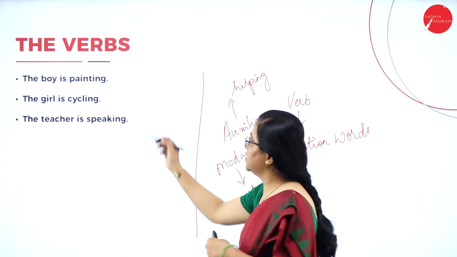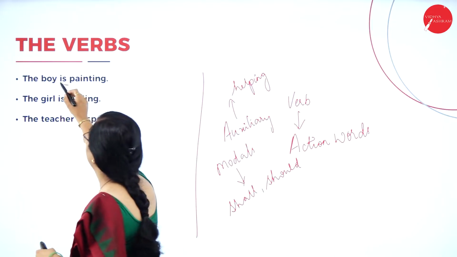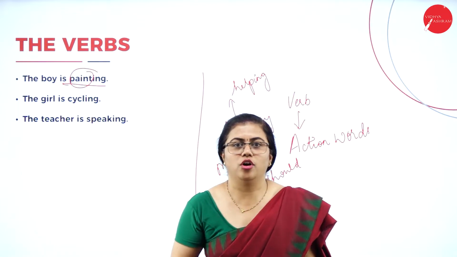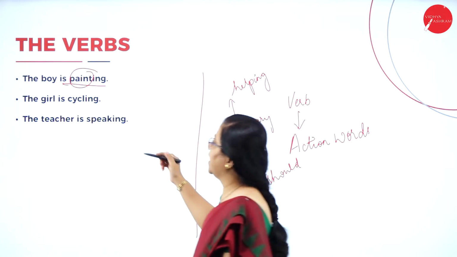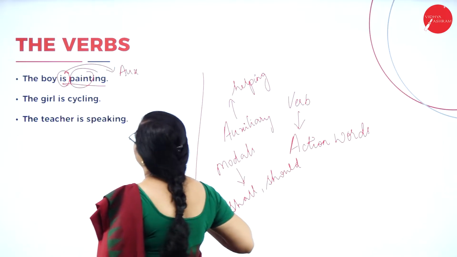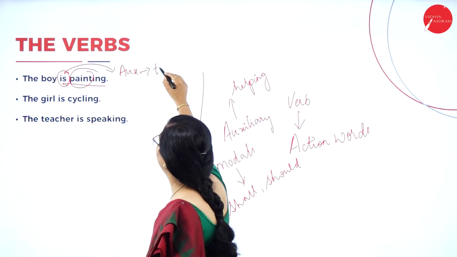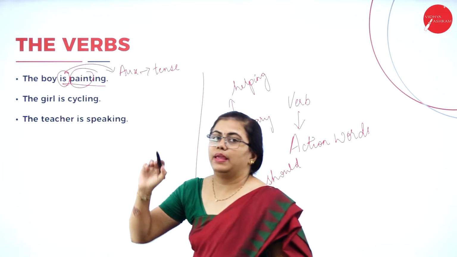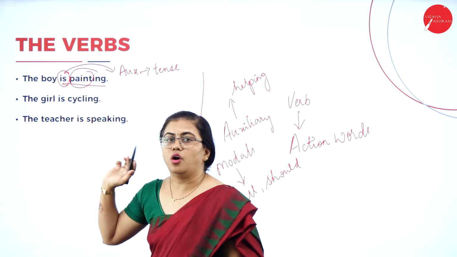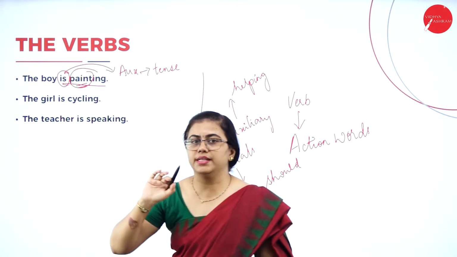In these sentences, you can identify which work is going on in the sentence. That is painting. Paint is the actual work that is going on in the sentence. So this word is an auxiliary verb. Through these auxiliary verbs only, we'll be able to identify which tense the verb falls into. So actually here painting is the main verb. Paint is the main verb here.